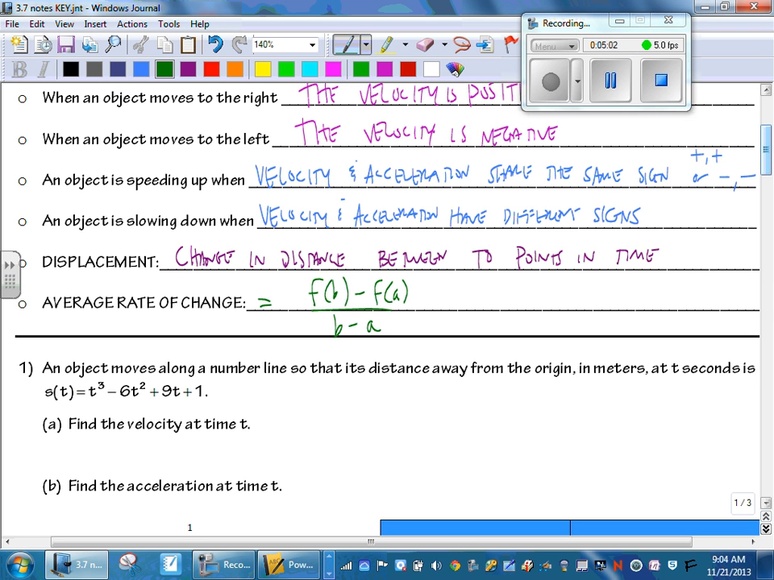Now, some of the questions may ask, like, what's the average velocity? We would just be doing this with velocity: v of b minus v of a over b minus a. Average value of any type of function is going to be that. All right.